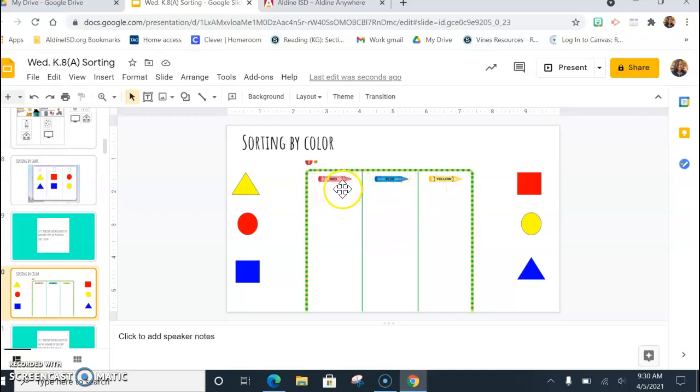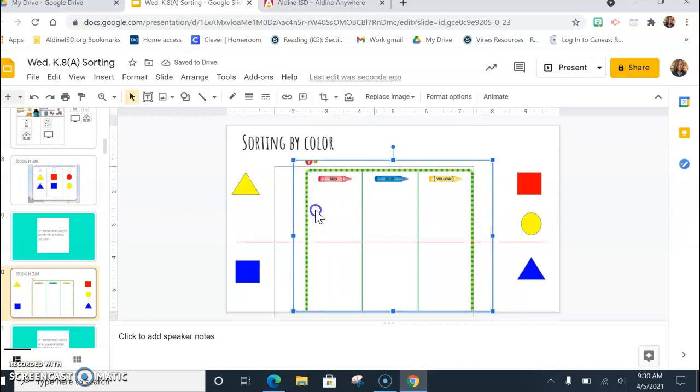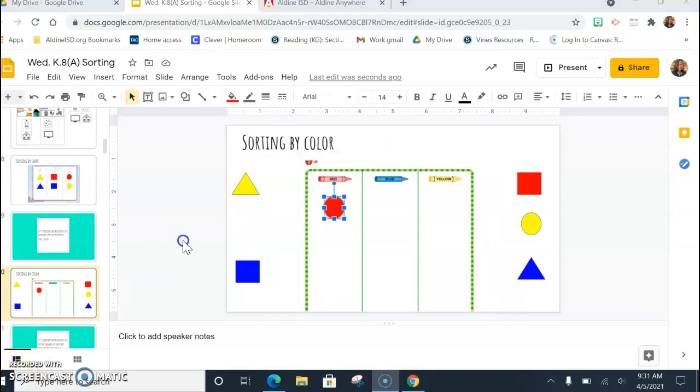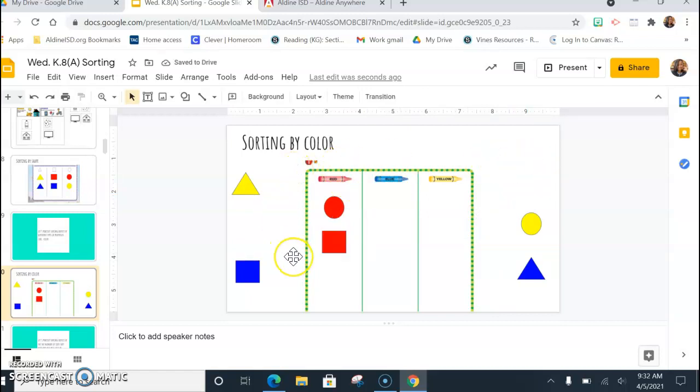We're not doing it by shape this time, we're doing it by color because that's what our category says, okay? So let's look at red. Which shape on this side can I put under the red category? The circle. Why? Because it is red. What shape on this side can I put with the red category? The square, because it is red. And remember, we're sorting by color. So we're organizing our data by color.